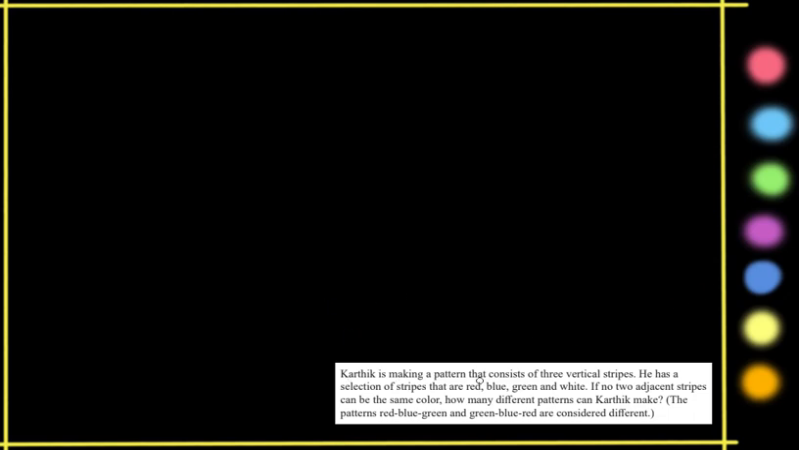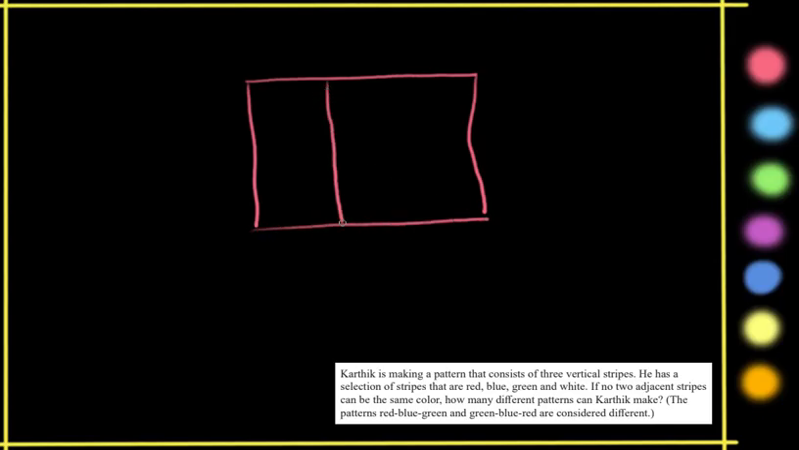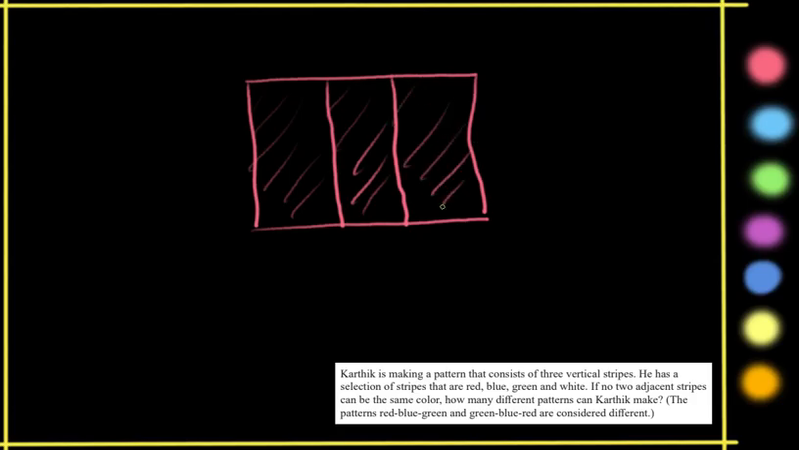So this says Karthik is making a pattern that consists of 3 vertical stripes. Okay. Yeah, this almost sounds like he's making a flag or something like that. A lot of the flags in the world are 3 vertical stripes, right? So you can think of a lot of countries where you have a color here, a color here, and a color here. So he's making a pattern like this. He has a selection of stripes that are red, blue, green, and white. And it says, if no 2 adjacent stripes can be the same color, how many different patterns can Karthik make? The patterns red, blue, green and green, blue, red are considered different.